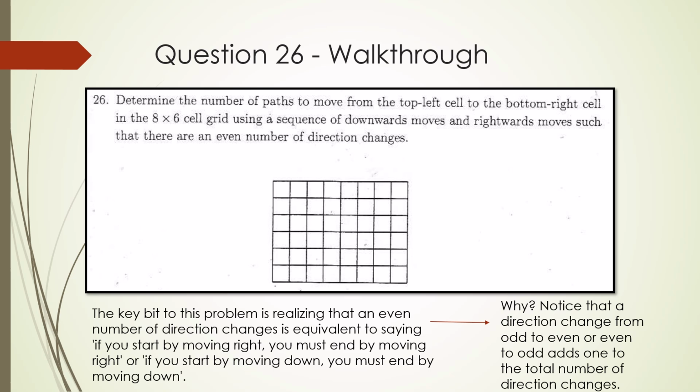Notice that a direction change from odd to even or even to odd adds 1 to the total number of direction changes. So if you want an even number of direction changes, you're going to preserve what you started off with originally, right? And that's the key principle.